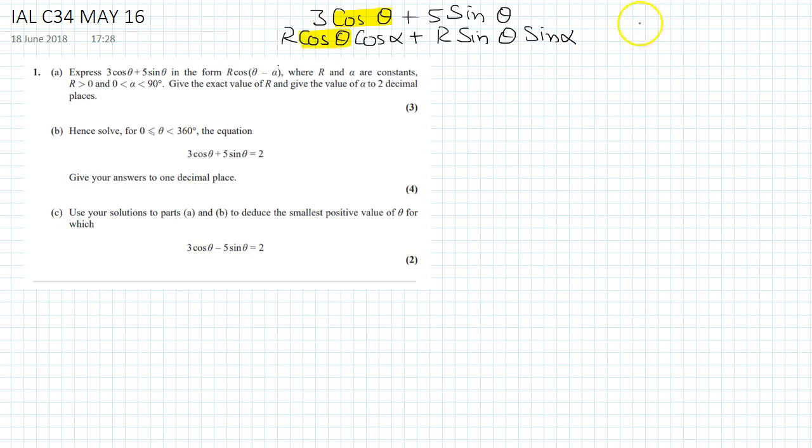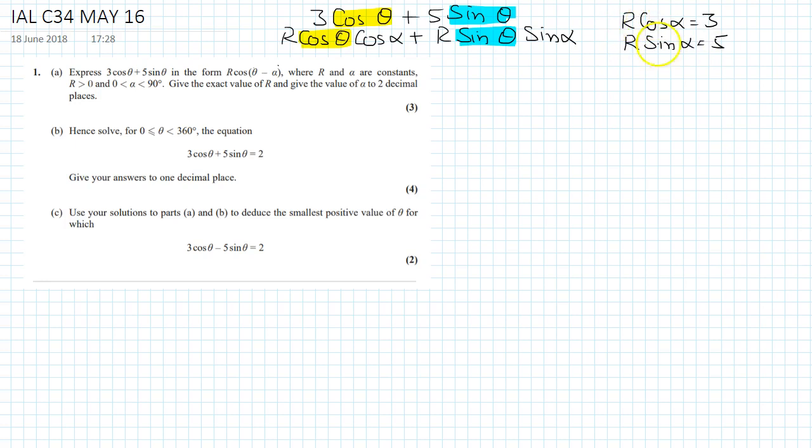So we can say that R cos alpha is equal to 3. And here this is sin theta and this one is sin theta. So we can say that 5 is equal to R sin alpha, or R sin alpha is equal to 5.